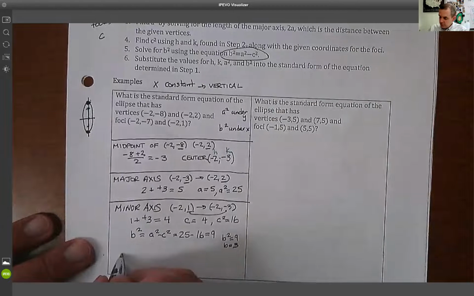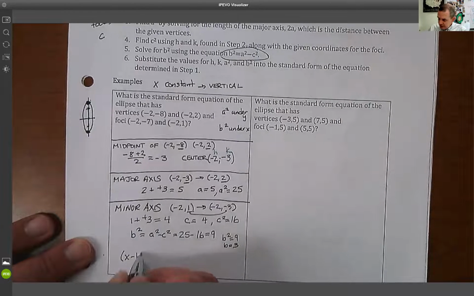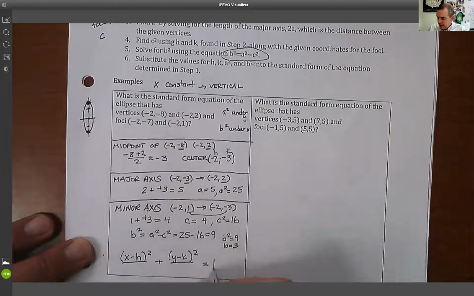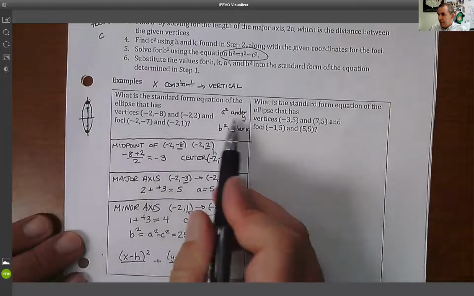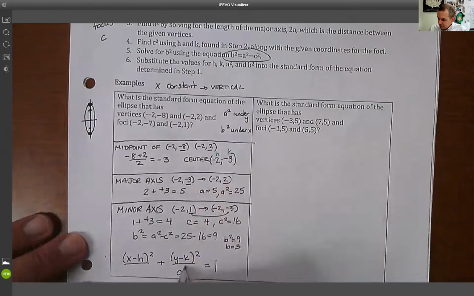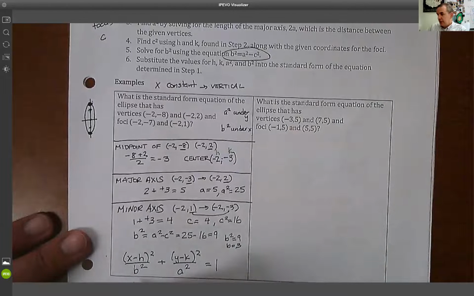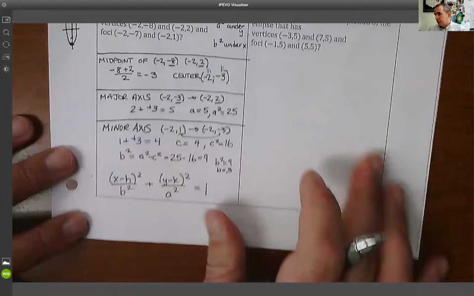So now, lots of work to get to this point. I want to do (x minus h) squared, (y minus k) squared equals 1. And if you remember, we're going to put the a squared under the y. We're going to put the b squared under the x because we have a vertical ellipse. And now I'm just going to plug in numbers. So the way I'm going to plug in numbers is I'm just going to go right to my problem up top.